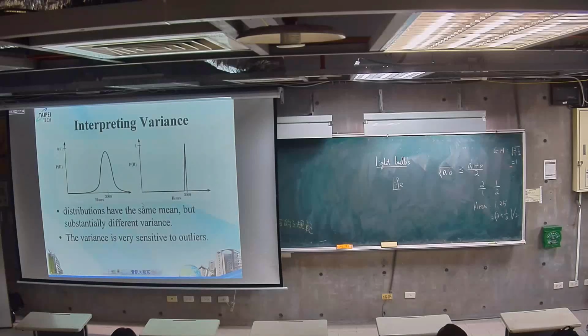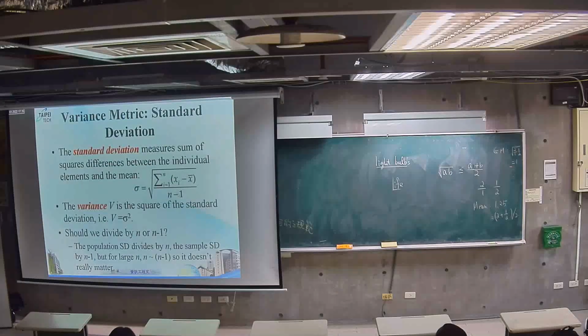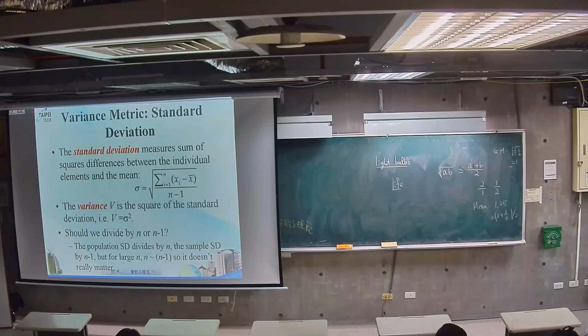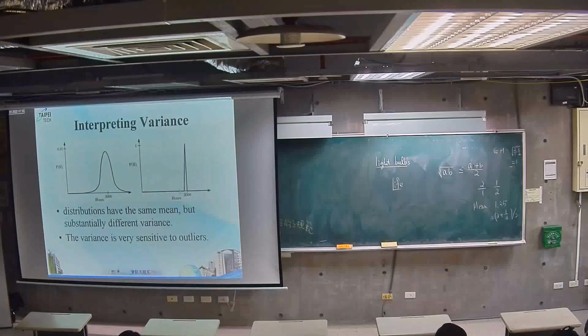But similar to the mean, the variance is very sensitive to outliers, because if you look at the equation here, if we have some bizarre data item, we might have some large amount in the numerator. That causes a large variance. So if we have more outliers, the variance could be large. So it is very sensitive to outliers.